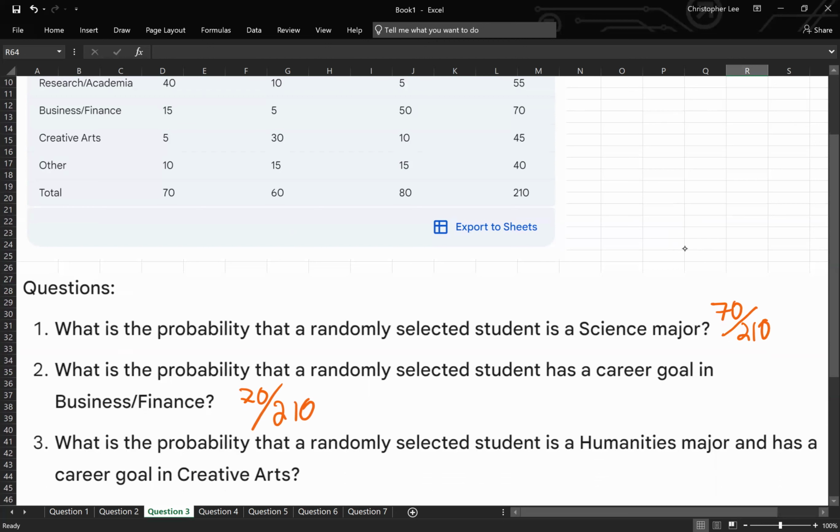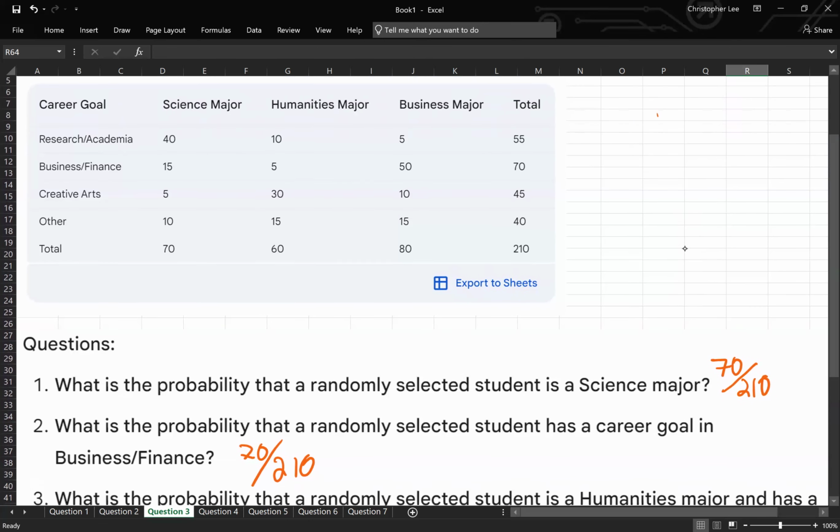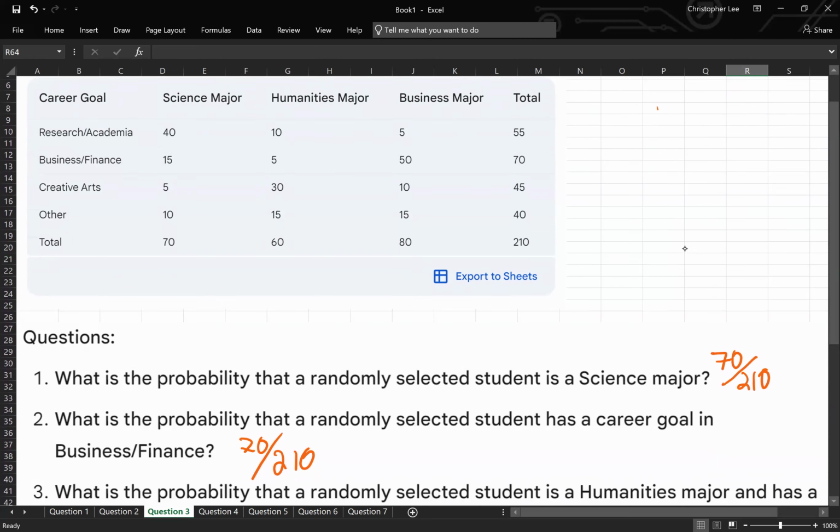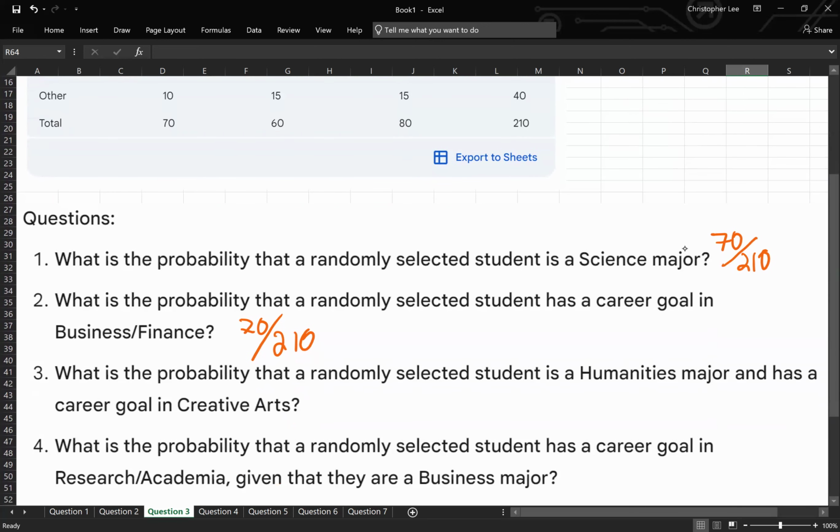What is the probability that a randomly selected student is a humanities major and has a career goal in creative arts? Humanities major and creative arts. Good. 30 over 210. Everybody got that? That's all I'm looking for. Everybody got that one? 30 over 210? No problem.